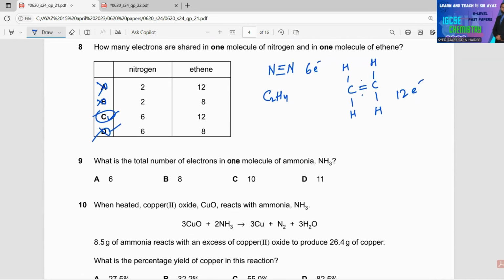9. What is the total number of electrons in one molecule of ammonia, NH3? Now they are asking for the total number of electrons in one molecule of NH3.